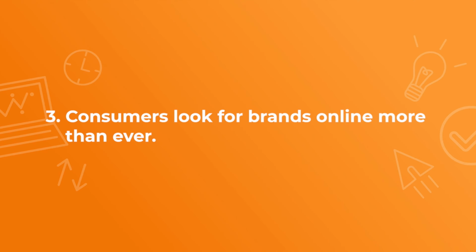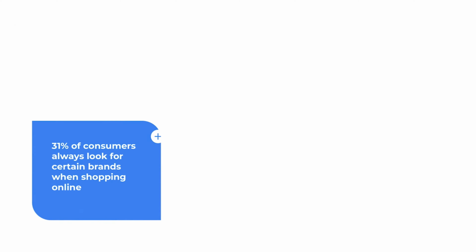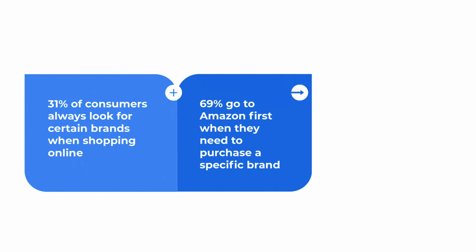Takeaway number 3, consumers look for brands online more than ever. And so although consumers are influenced by certain brand websites, they often go to Amazon first to see if they're able to get that product directly on Amazon. 31% of consumers say they always look for certain brands when shopping online. But 69% of customers say when they need to purchase a product from a specific brand, they look to see if they can get it first on Amazon.